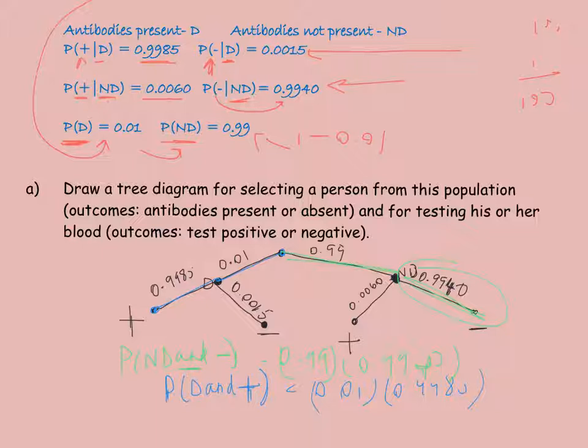So the one thing that we have to remember is this: the probability that someone does not have the disease and shows negative is not the same as the probability that someone shows negative given that they have no disease. So "given that" is different from "and."